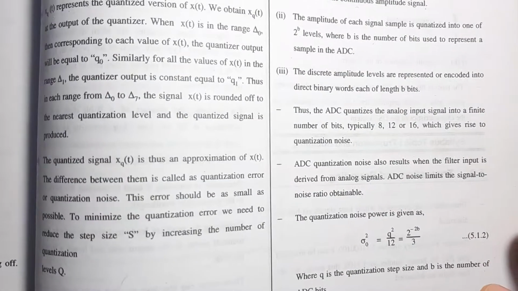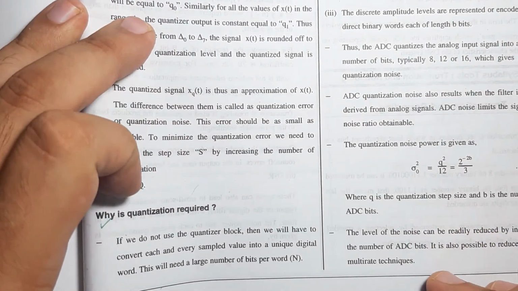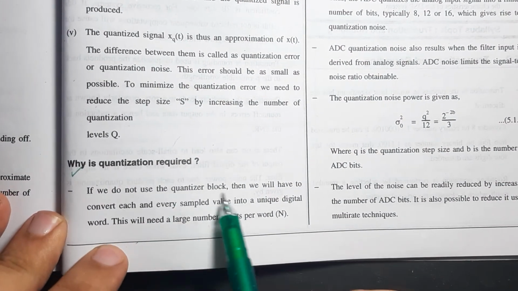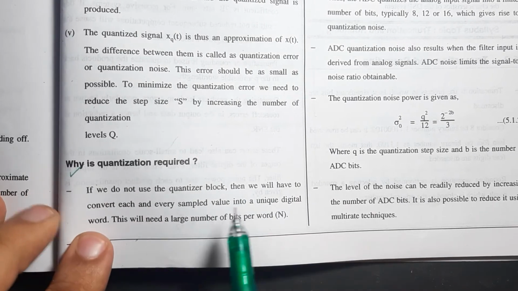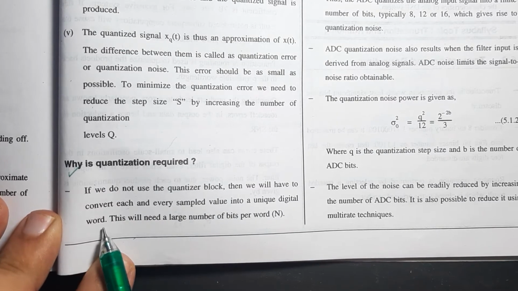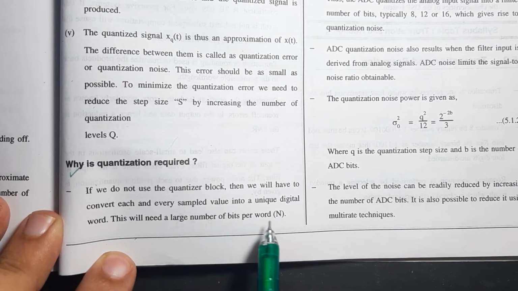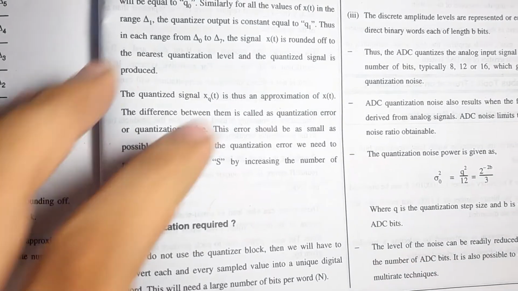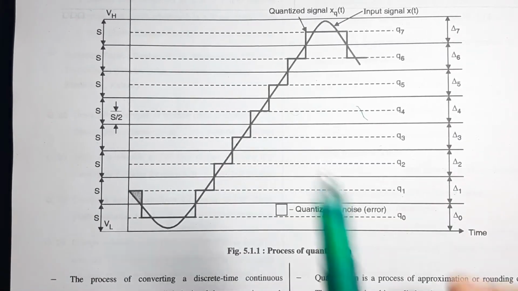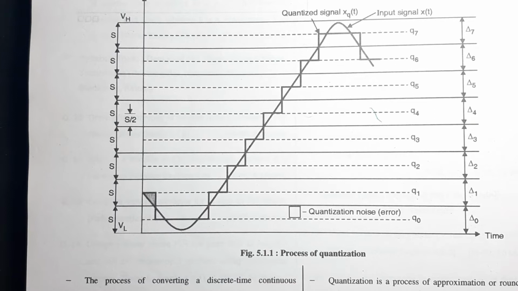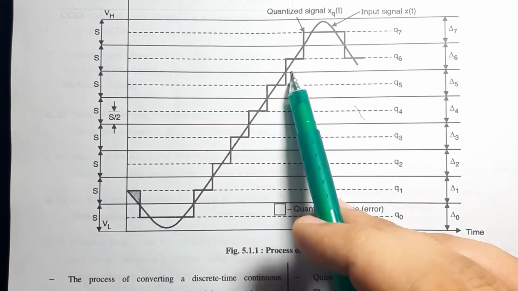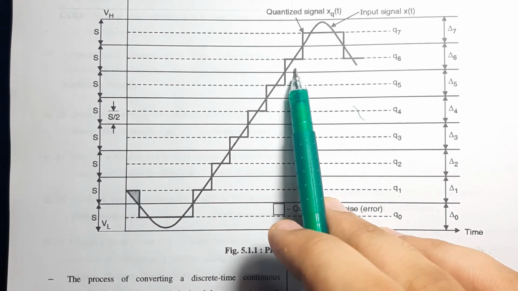First of all, many times the students ask, sir, when we already have the signal properly, then in the very first place, why do we require quantization? Now, if we do not use the quantizer block, then we will have to convert each and every sampled value into a unique digital word. Now this will need a large number of bits per word. For example, if this is one sample over here and this is another sample over here, and you don't want to convert it into a quantized level, then for each sample a single word of certain bits has to be generated.